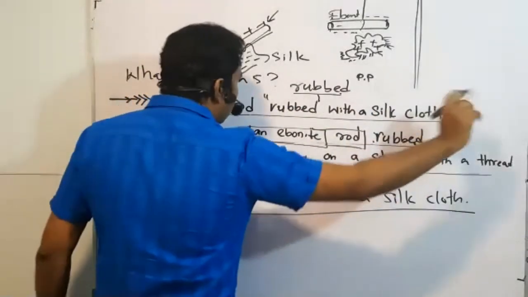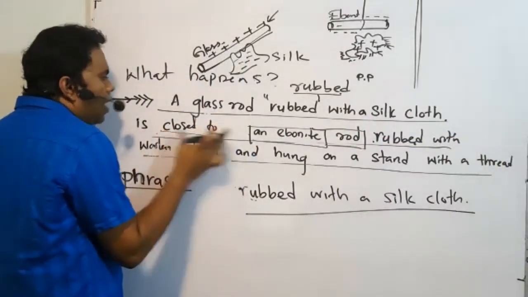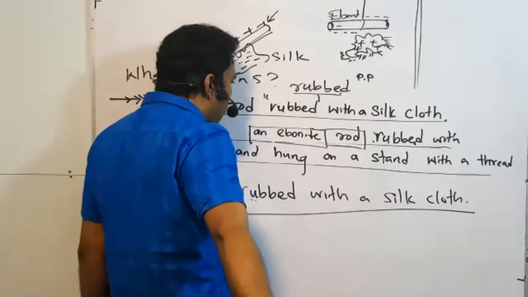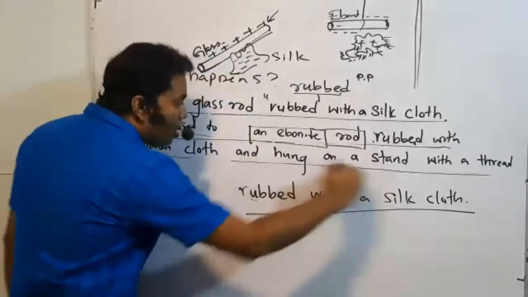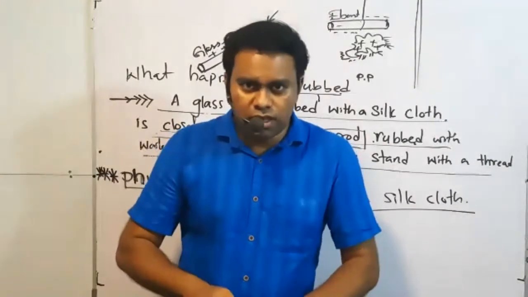A glass rod rubbed with silk cloth is close to an ebonite rod. Which ebonite rod? Rubbed with woolen cloth. Not only that, but also hung on a stand. How has it been hung? Using a thread. Can you understand the way of English? Yes, sir. Good.